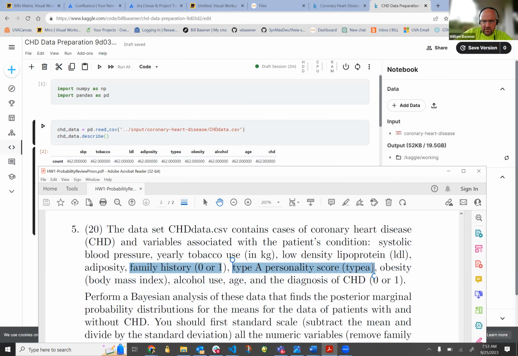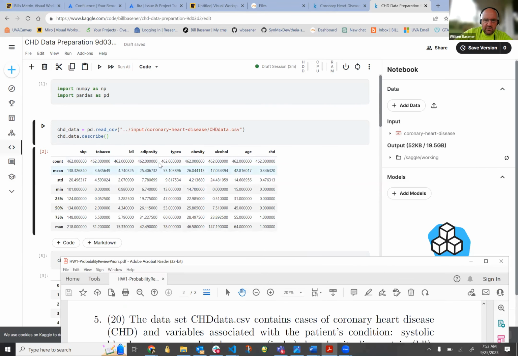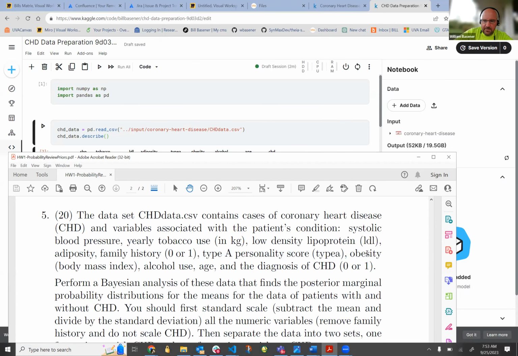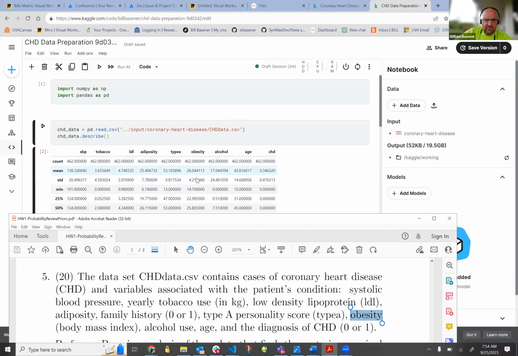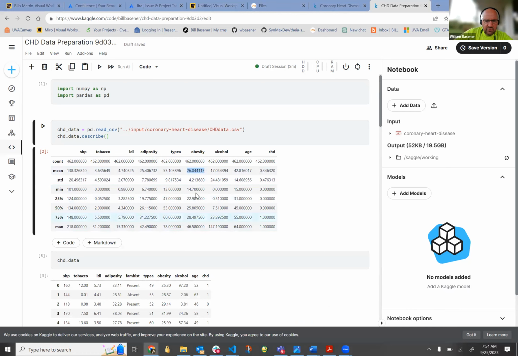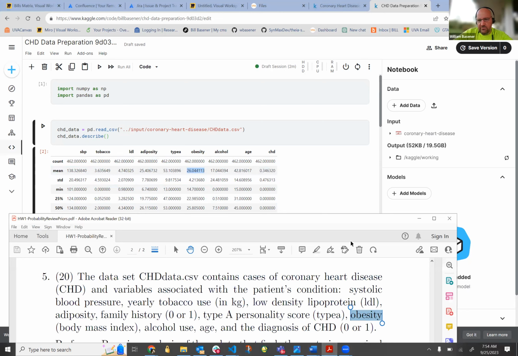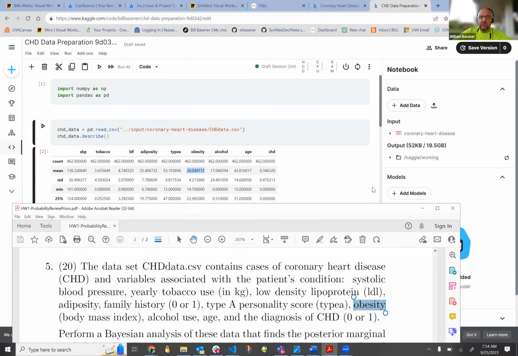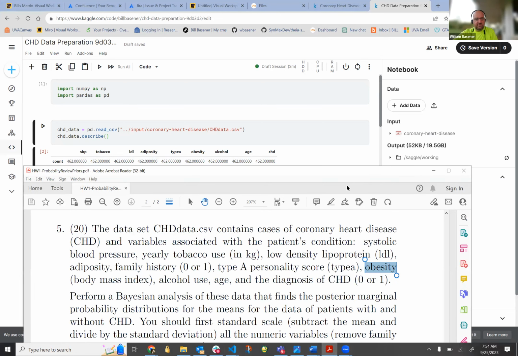Type A personality score. I'm guessing they had people take a personality test, and part of the output is like, how type A are you? Obesity, which is in body mass index. So this obesity is a BMI, and the mean is 26, and you can see the max is 48. It's interesting going through these and seeing, okay, this obesity variable, what does that really mean? It's a body mass index.